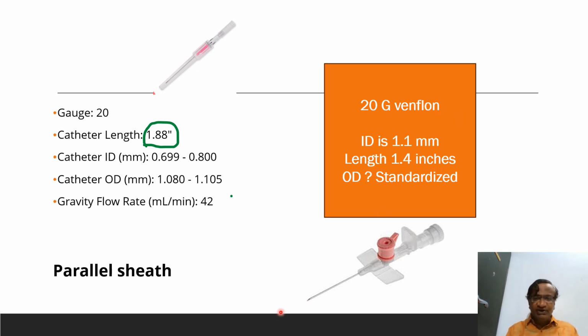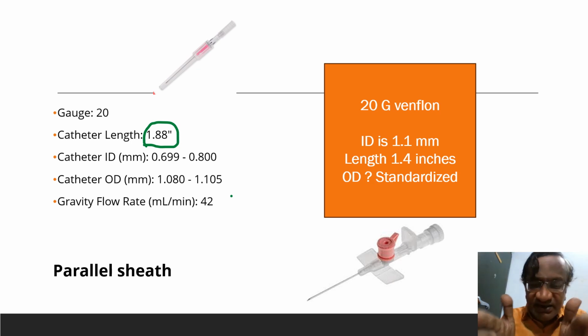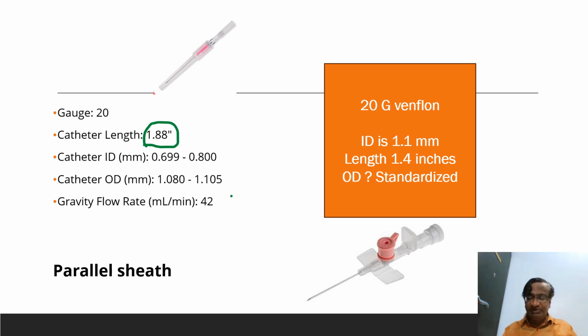So we don't want the sheath to go like this. The sheath should not go like this. The sheath should be parallel. Then only our values will be normal.